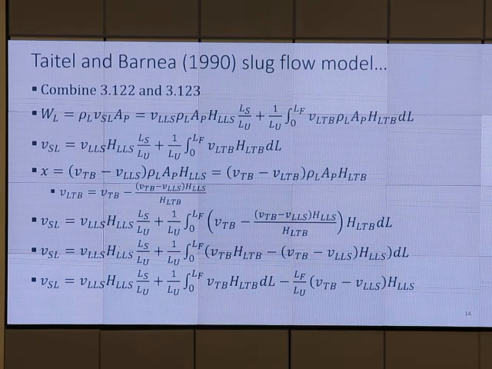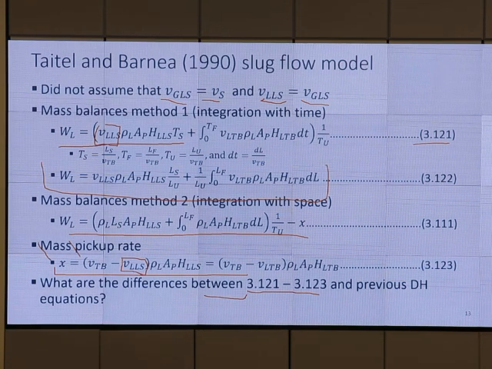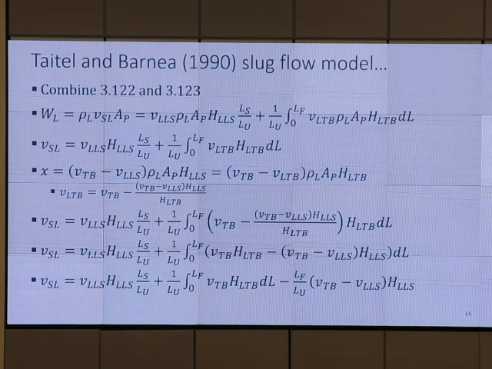Okay. Combine equations 3.122 and 3.123. Okay, let's go back. 3.122. This one, right? Overall mass balance. 3.123 is the equation for X. Okay. Overall mass balance and X. We have.